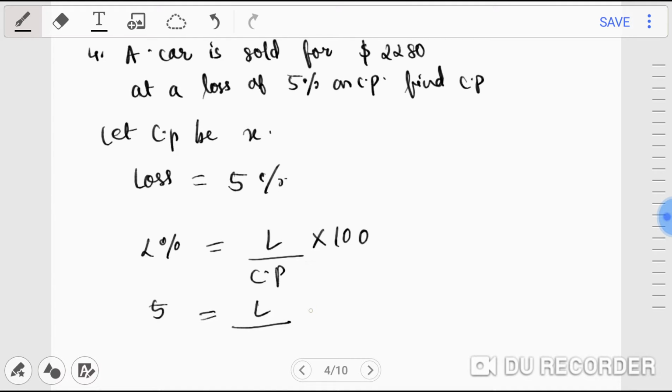Okay. A car is sold for this. So you have to use another formula.